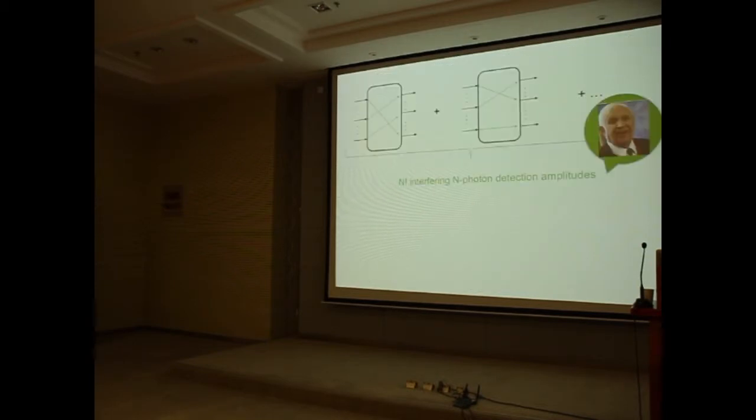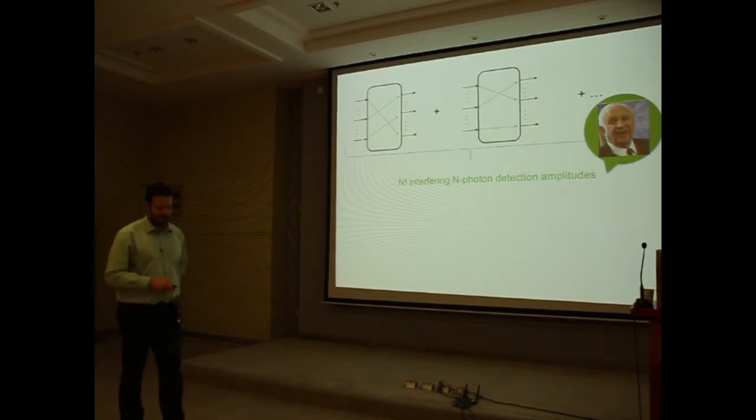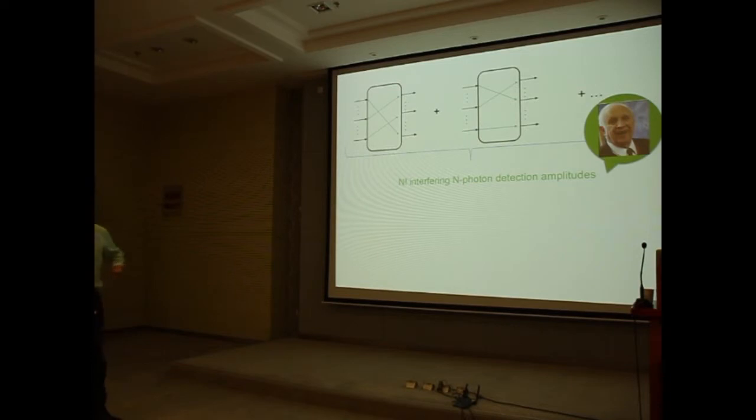And now, of course, the physics of these correlation measurements corresponds to the physics of multiphoton interference. Basically, you have n factorial n-photon detection amplitudes, in the language that Glauber would use, that interfere with themselves.